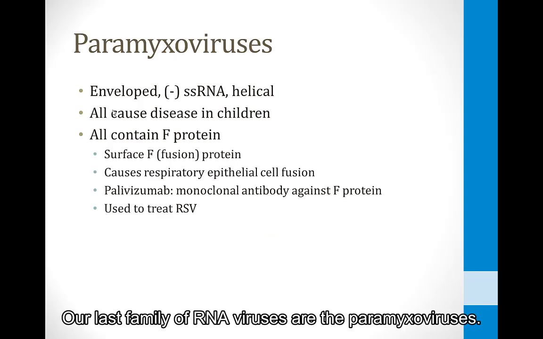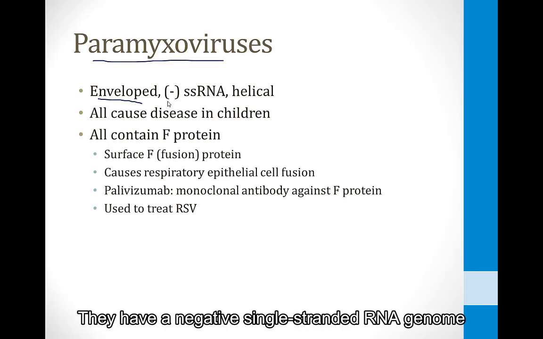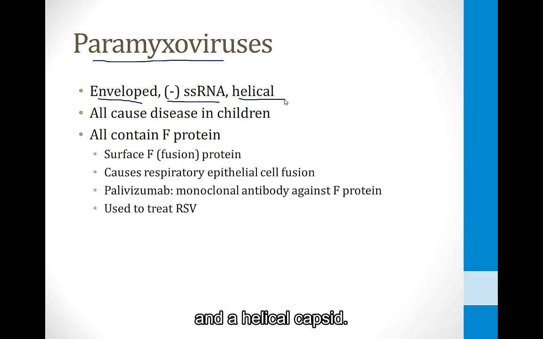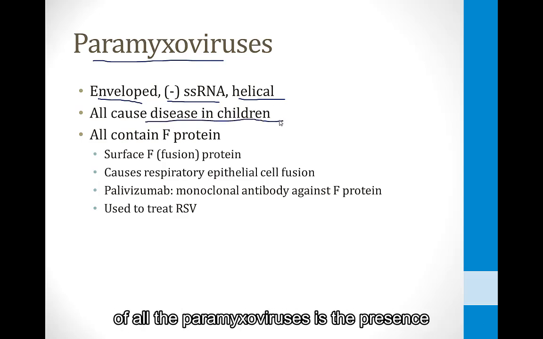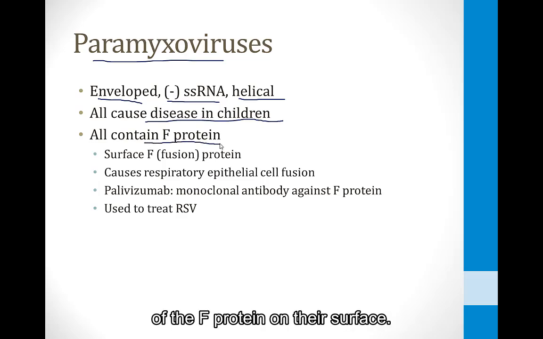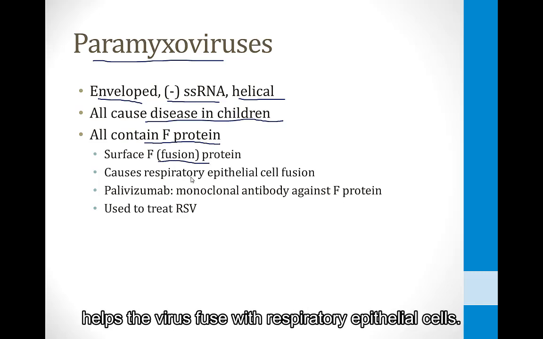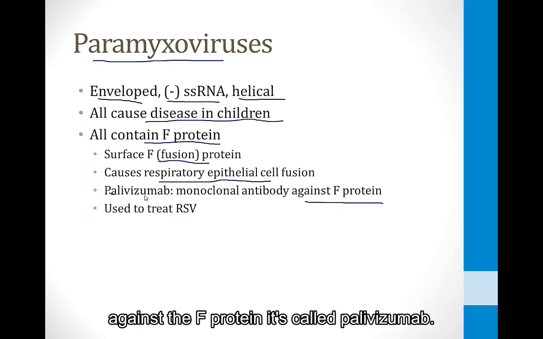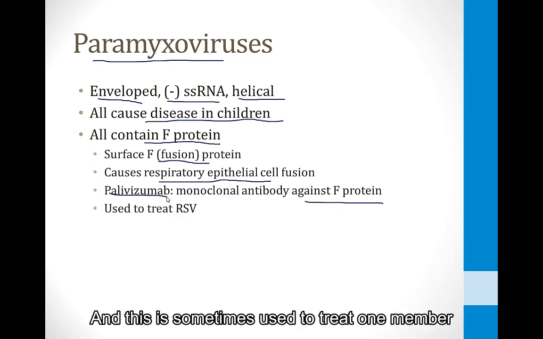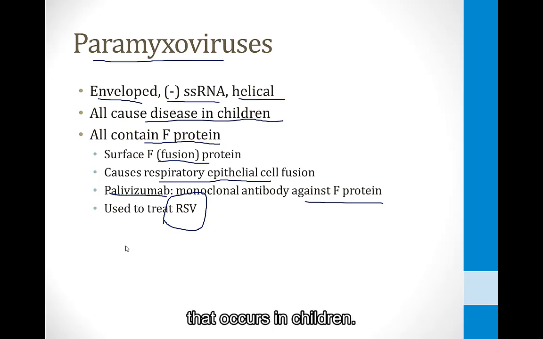Our last family of RNA viruses are the paramyxoviruses. These are all enveloped viruses. They have a negative single-stranded RNA genome and a helical capsid. They all cause diseases in children, and a unique feature of all the paramyxoviruses is the presence of the F protein on their surface. F stands for fusion, and that's because this protein helps the virus fuse with respiratory epithelial cells. There is a monoclonal antibody against the F protein. It's called palivizumab, and this is sometimes used to treat one member of the paramyxovirus family, the respiratory syncytial virus infection that occurs in children.